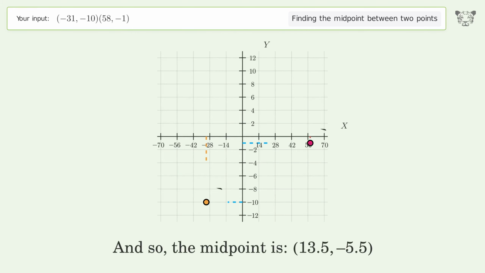And so, the midpoint is 13.5, negative 5.5.